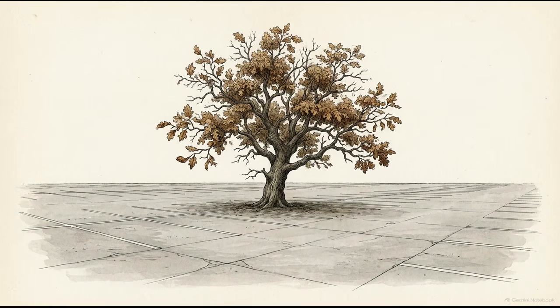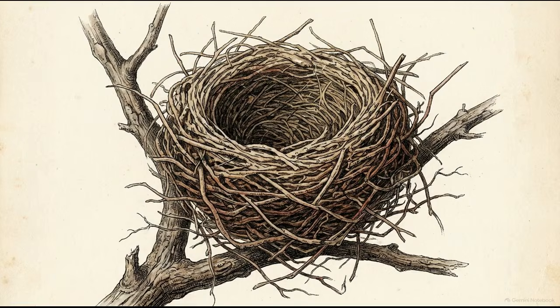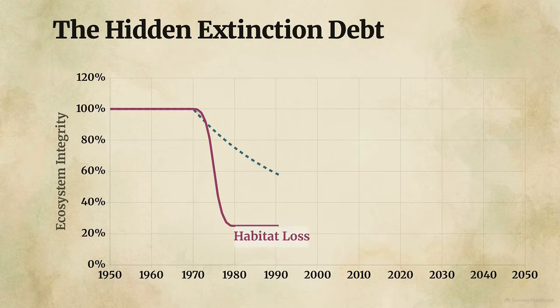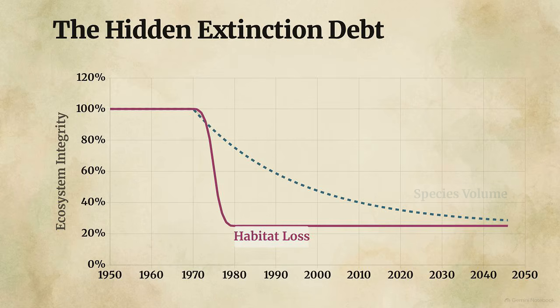The most unsettling reality of this process is extinction debt. The extinctions resulting from today's habitat loss may not fully materialize for decades or even centuries. This chart shows the mathematical delay between human action and biological consequence. While the red line shows a sudden drop in habitat, the dotted blue line reveals that species counts decline much more slowly. The damage is done, but the bill hasn't come due.